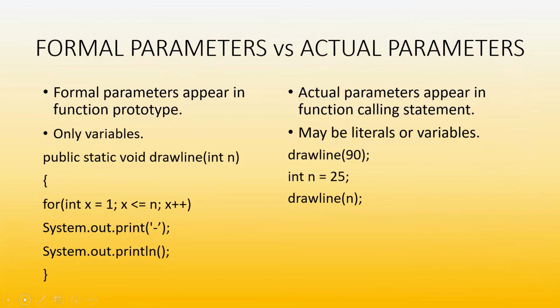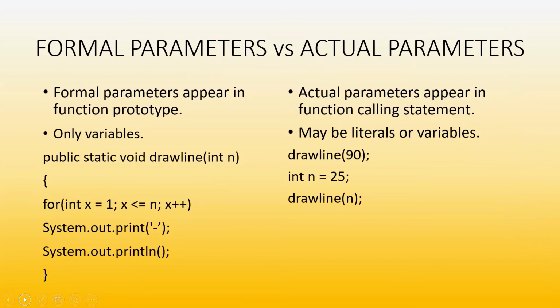Now we've got the two types of parameters, the formal parameters and the actual parameters. Formal parameters appear in the function prototype or the function declaration, when we actually write the function and the function statements. That's when we see formal parameters. So for example here, we've seen public static void drawLine, and the formal parameter here is int n.